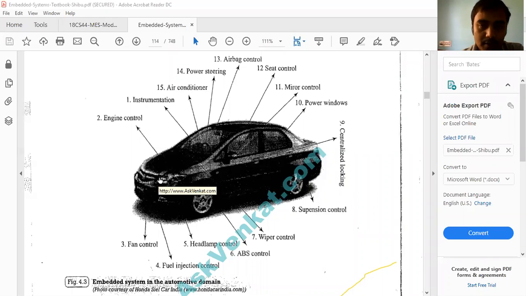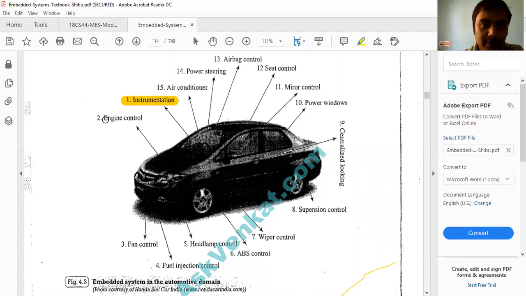One car consists of how many different types of embedded systems, right? We have already discussed ABS, the anti-lock braking system. One by one, first instrumentation. This is an embedded system present in the dashboard, where you can see the speed of the car, the mileage of the car, and next the gear, at which gear the car is currently running. All of this uses instrumentation.